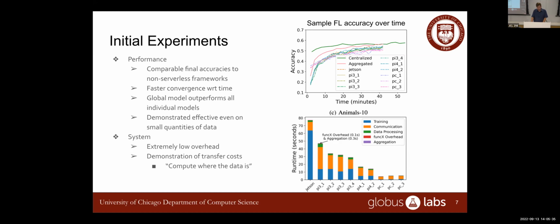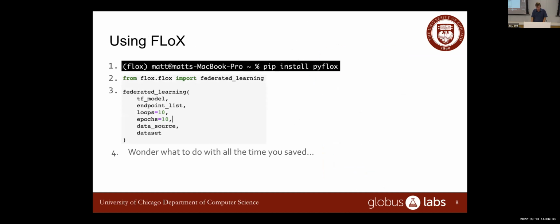The system aspect of this, we measured the different communication times, data processing, training, overhead, and we found that the system itself has relatively low overhead, especially with regards to communication time. Now, that's something that obviously, as you optimize your model and optimize what data is being moved and isn't being moved, that communication time can go down. But the system itself is a very, very small overhead with respect to everything else. And we also believe that these results kind of motivate that compute where the data is at mentality.